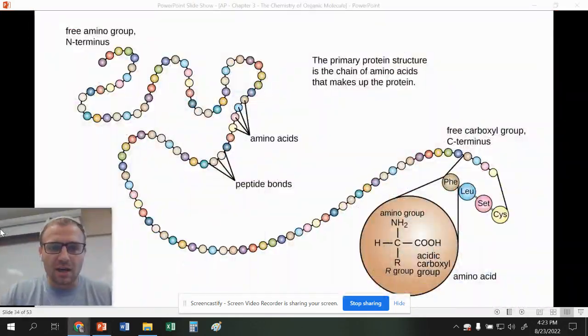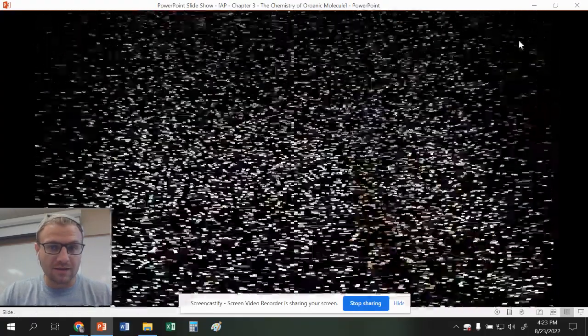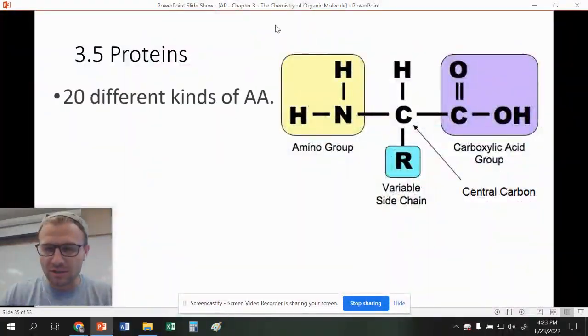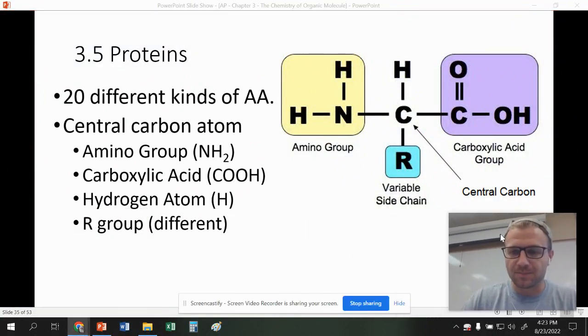Okay, so now we add color. So we can see that we have different types of amino acids in the protein. You can see there's a sequence to them, and that sequence is going to be determined by an organism's DNA or RNA. Okay, we won't dive deep into that just yet. Let's just talk about an amino acid.